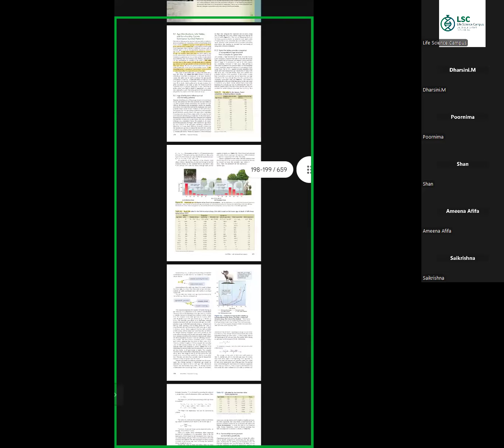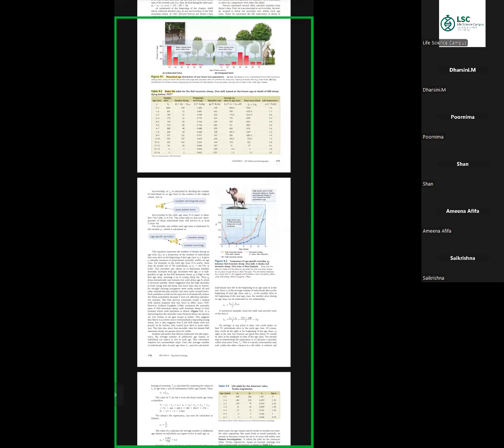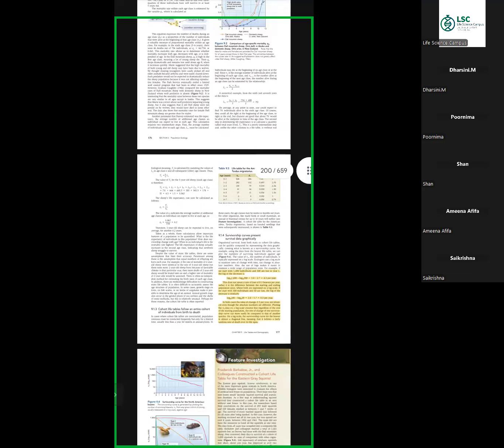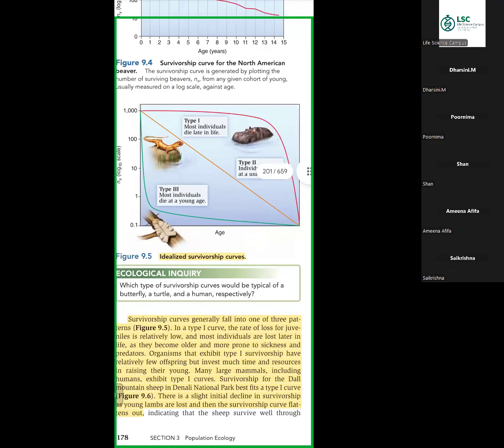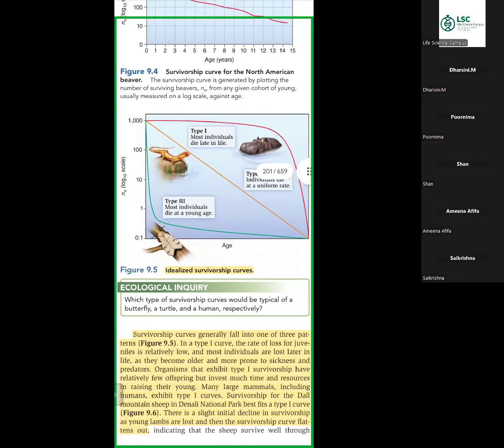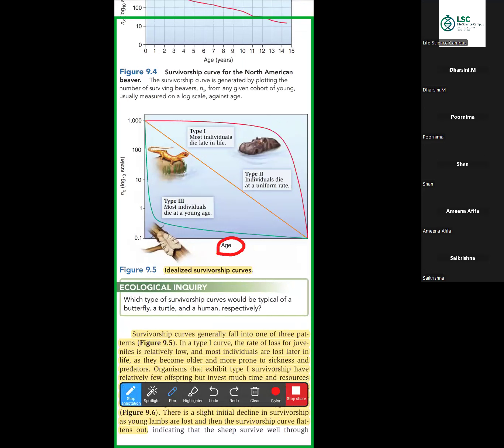Now we have to study the survivorship curves. A survivorship curve indicates the number of individuals alive in a population. This is the survivorship curve. On the x-axis there will be age, and on the y-axis there will be Nx, the number of individuals present. So this curve indicates the number of individuals alive in a population at different age classes.